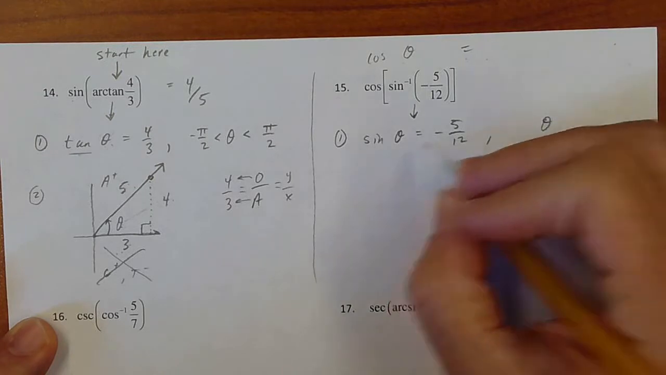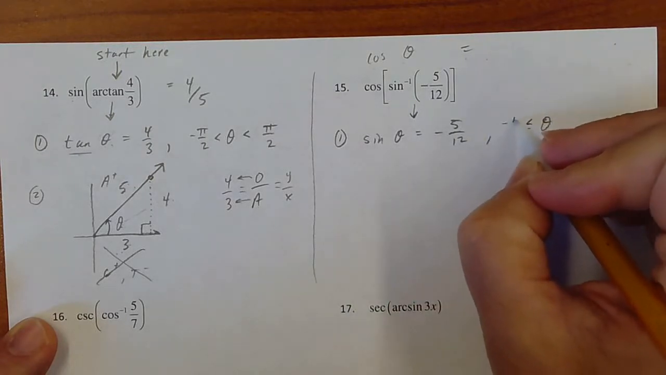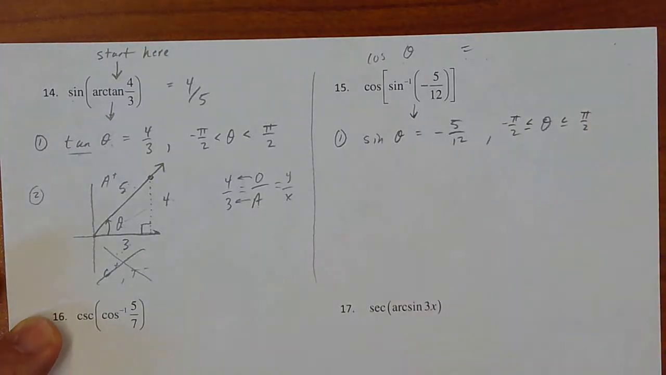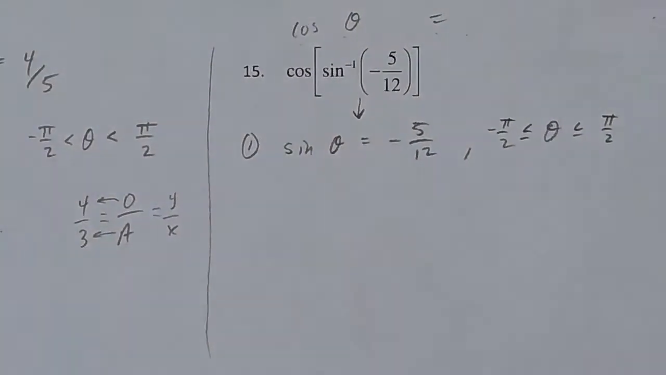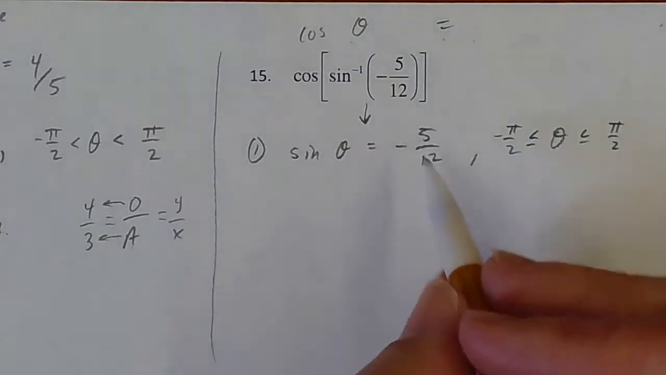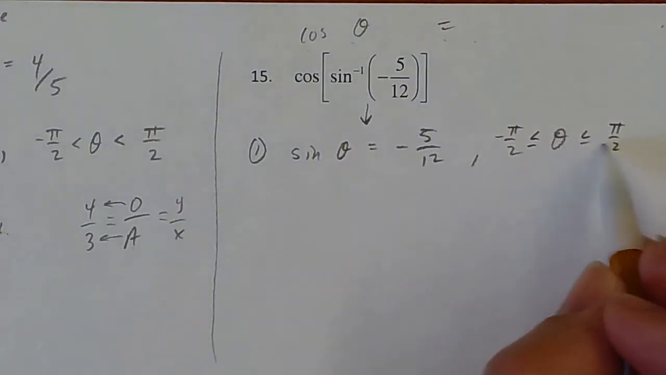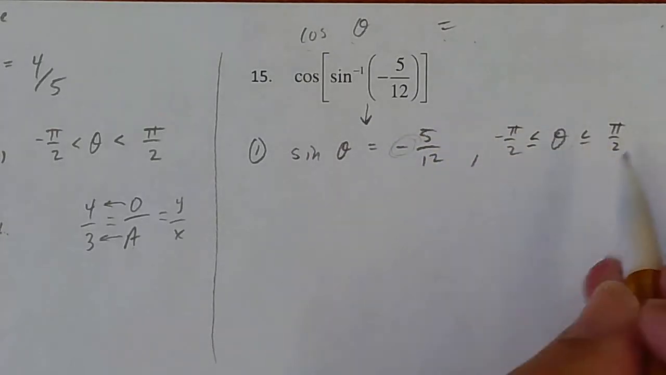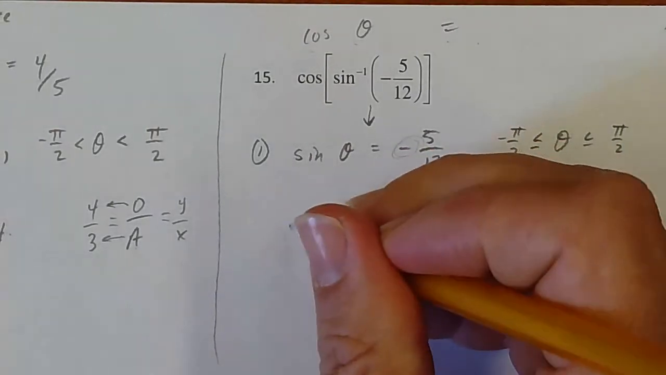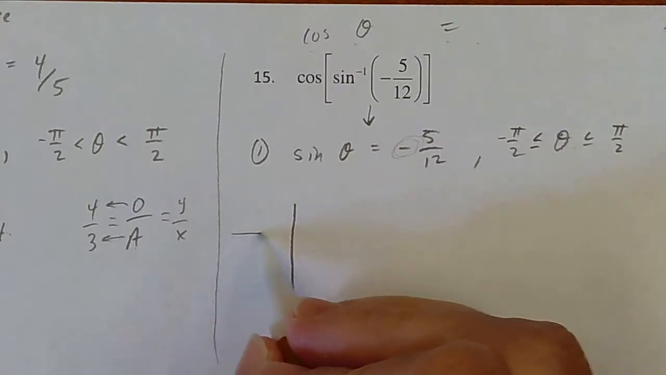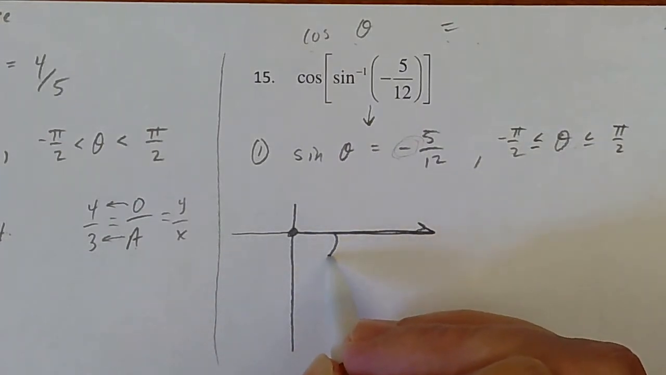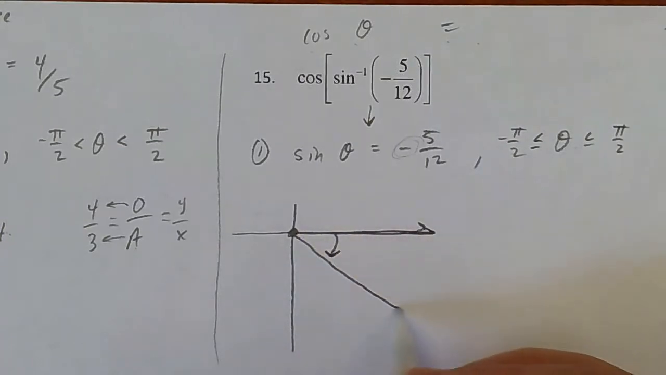Okay, so theta for sine has to be greater than or equal to negative pi over 2 and less than or equal to positive pi over 2. So that means up to the first quadrant somewhere or down into the fourth quadrant, and it's negative. So it can't be in the first quadrant where they're all positive. So we're here. This is rotating down into the fourth quadrant for sure because of the negative.